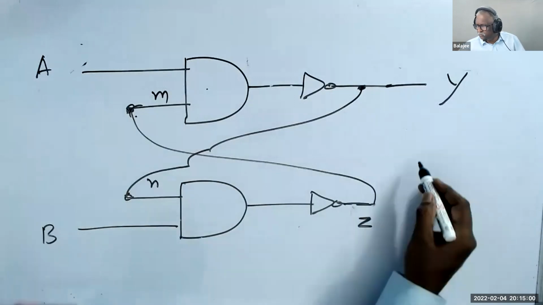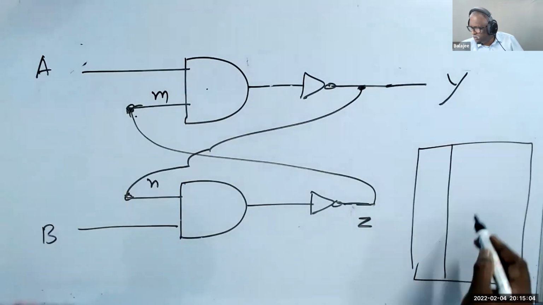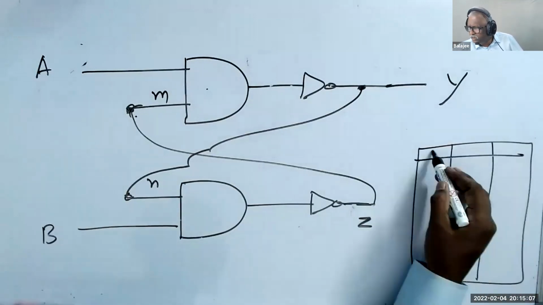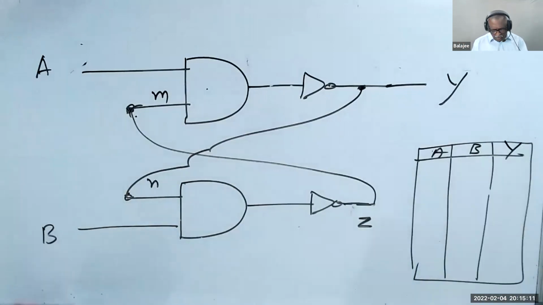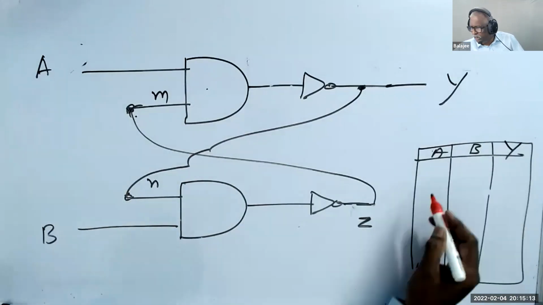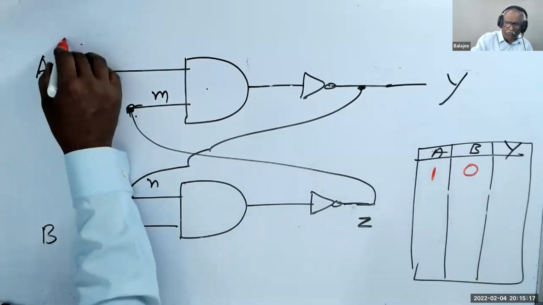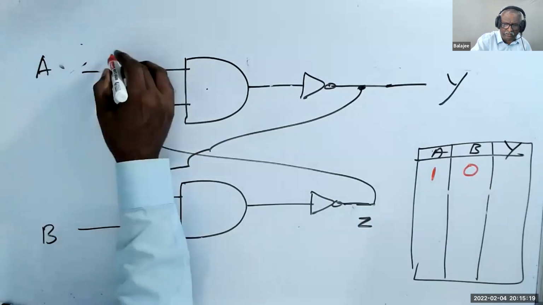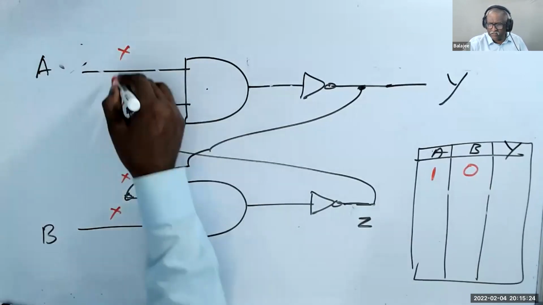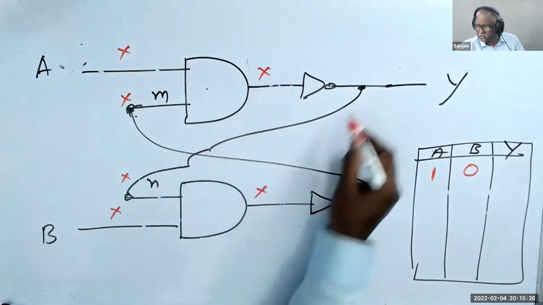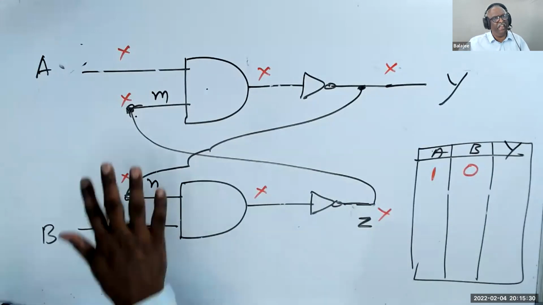Now let us make a small table. I have A, B, and Y. Understand? We make A as 1 and B as 0. What is Y? Initially nothing. Initially all of them are X. I don't know anything. This is X. And this is X. This is don't care. We don't know anything while starting. So I put X everywhere.